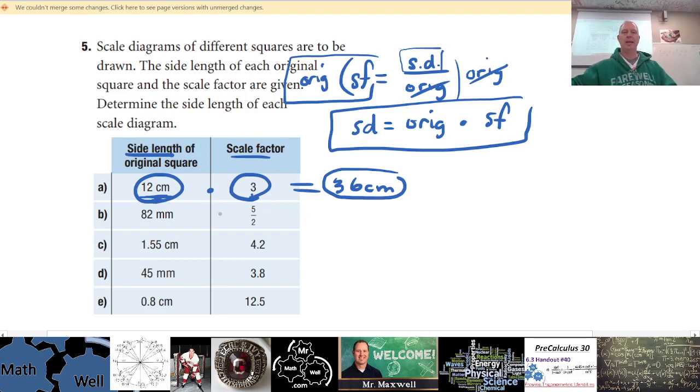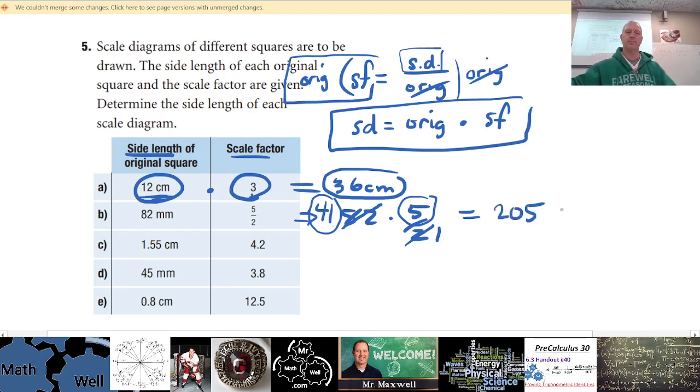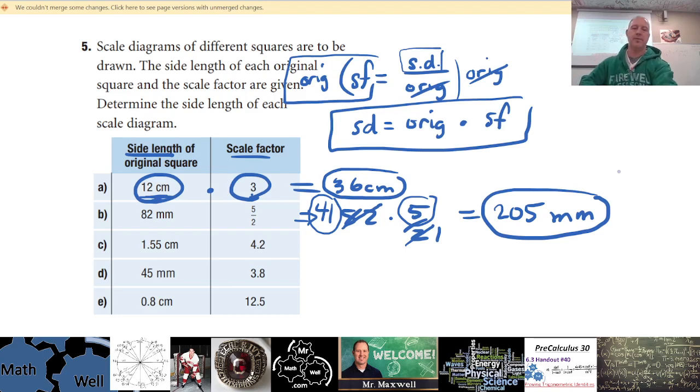So B here, 82 times 5 over 2. So if we know how to work with fractions, 82 can be simplified with 2. That's actually 41 over 1, if you wanted to do that. And then you could pretty easily multiply 41 times 5. 40 times 5 is 200. So 41 groups of 5 gives me 205. And the units will be millimeters. All right, I'll let you finish 5 there.